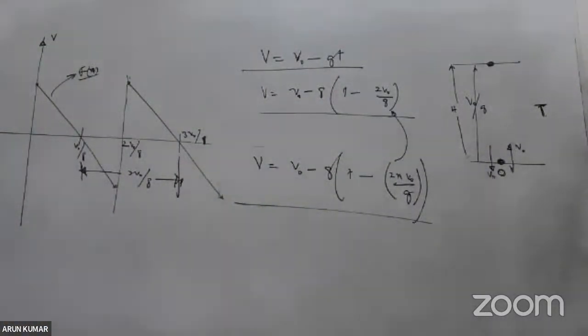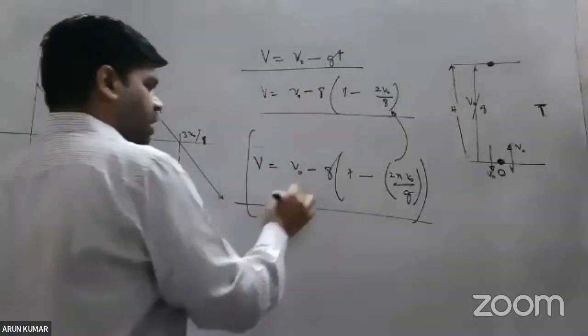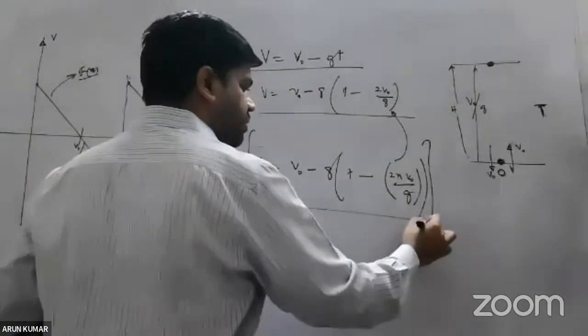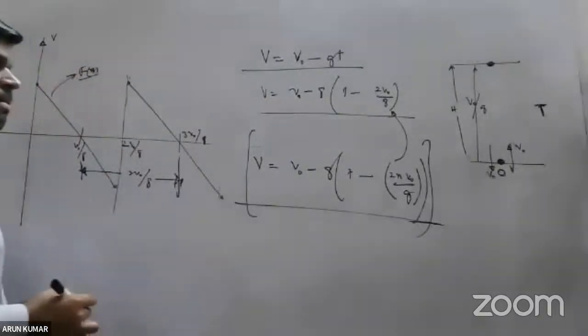All right. So that's the equation of the line at nth bounce. After nth bounce.